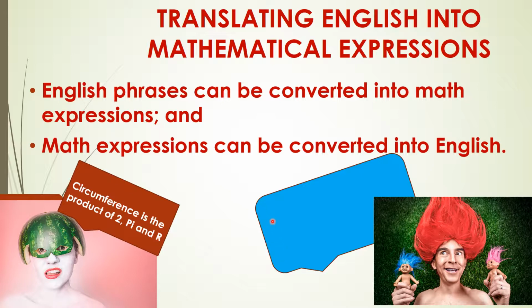And so our red-haired math teacher here, he thinks C, which is the circumference of a circle, is equal to 2 times pi times r. So he hears the English phrase and he converts it to a mathematical expression. So let's just look at this a little bit. This is written probably the way that you're used to seeing multiplication indicated, 2 times pi times r.